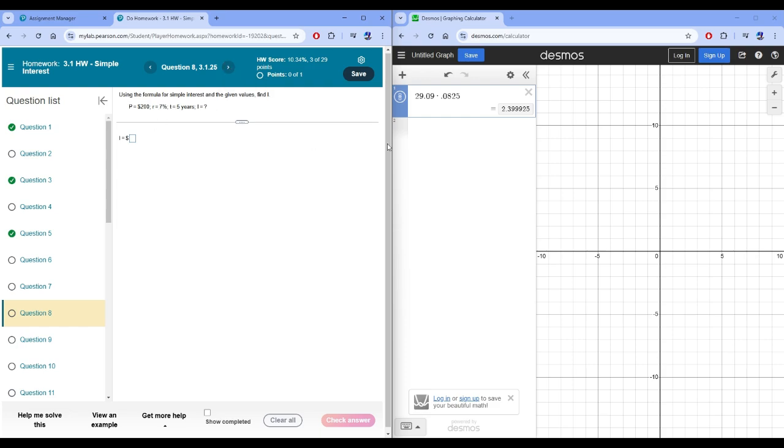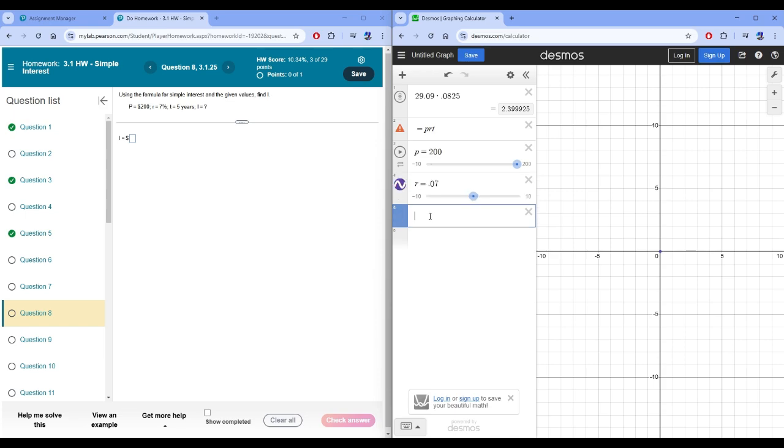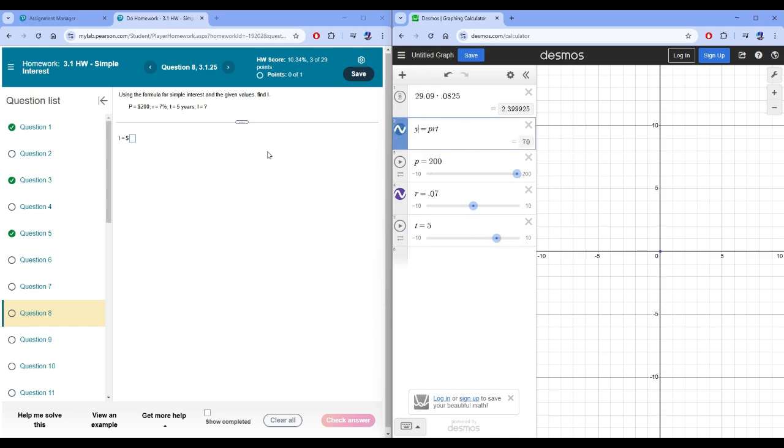Here, find the interest. I equals PRT. I'm going to say that P equals 200, R equals 0.07, and T equals 5. There we go, so this would be $70.